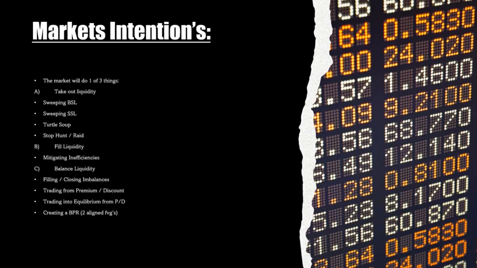And the final way of balancing liquidity is creating a BPR, which are two aligned fair value gaps that are opposite of each other, which is a BISI and a SIBI aligned, or a SIBI and a BISI aligned, okay?